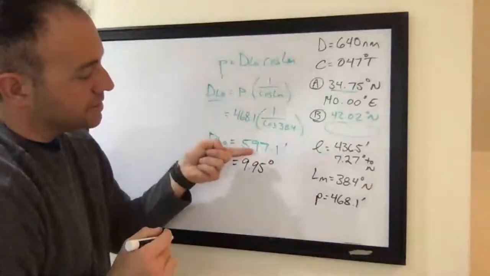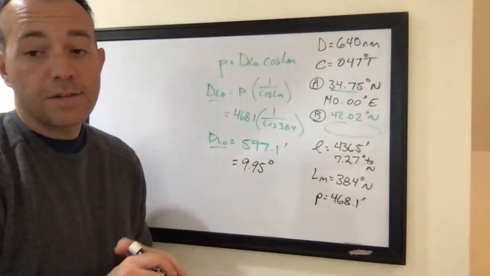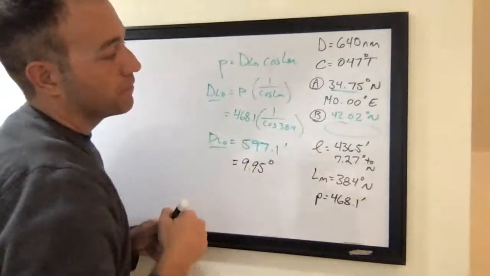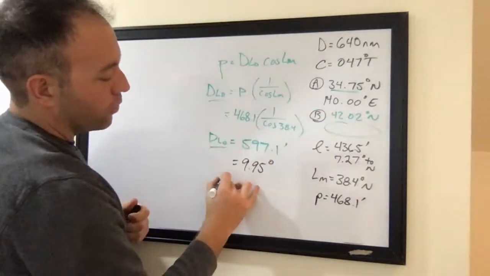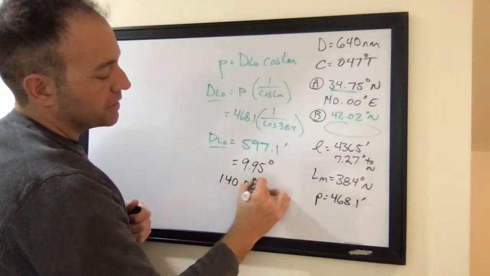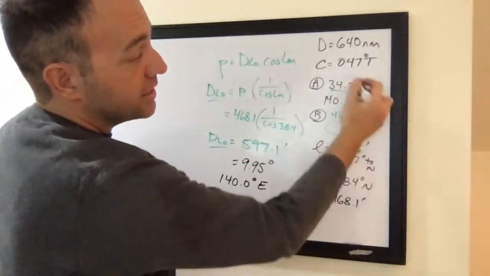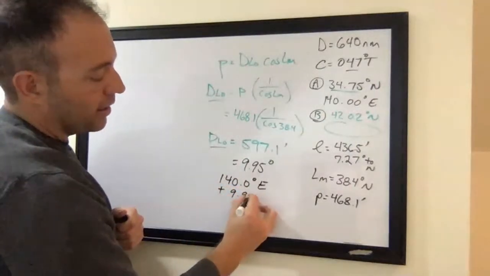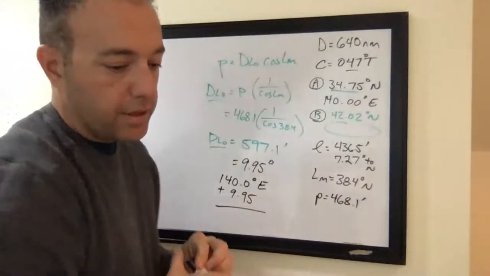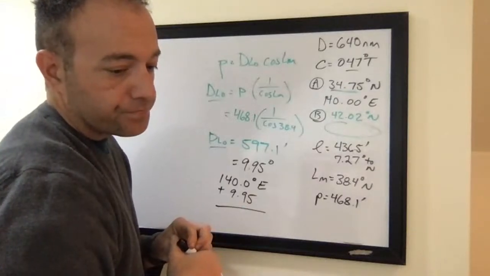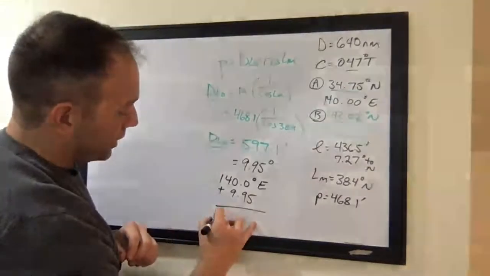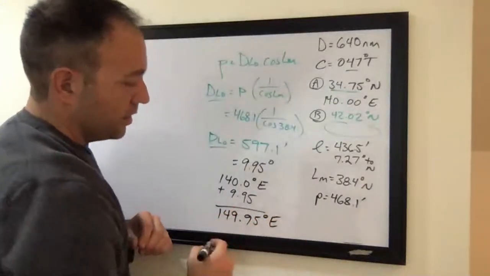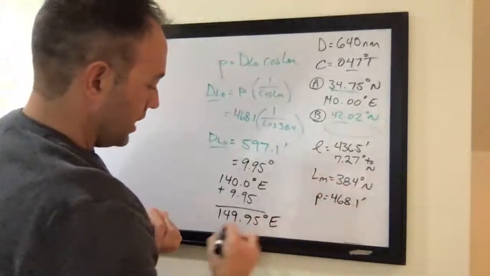Right. Oftentimes you maybe forget to do this stuff at the end, but converting to degrees will help you solve your problem. So you started out at 140.0 degrees east. You went more to the east, right? You went 047. So we're going to add the 9.95 to get a total of 149.95 degrees east, right? So yeah, this is longitude 2.